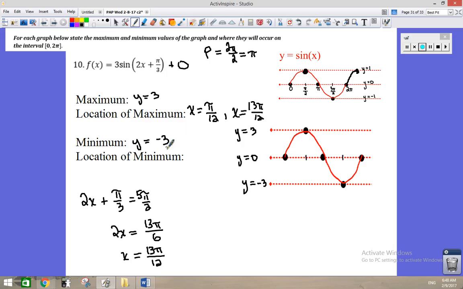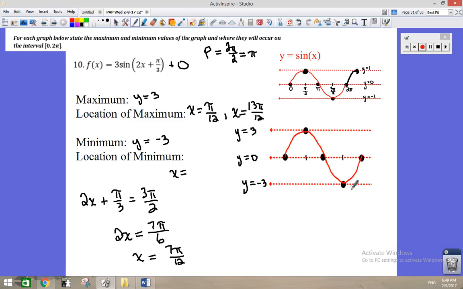All right, so let's see if we can find the two locations where we expect it to have a minimum of -3. So we know that a minimum occurs on the parent function at 3 pi over 2. So if we replace 2x plus pi over 3 with 3 pi over 2, what will we get for x? Let's subtract pi over 3 from each side, get a common denominator of 6. So that'll be 9 minus 2, which is 7 pi over 6, and divide by 2, and you have 7 pi over 12.